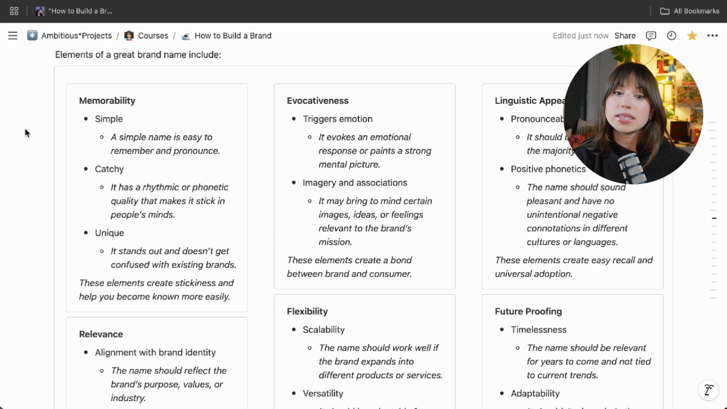We need this to be simple, catchy, and unique. Having these 3 elements really creates that stickiness that I spoke about within the marketplace of people to remember who the hell you are. Evocativeness.